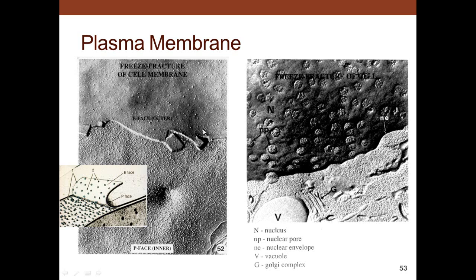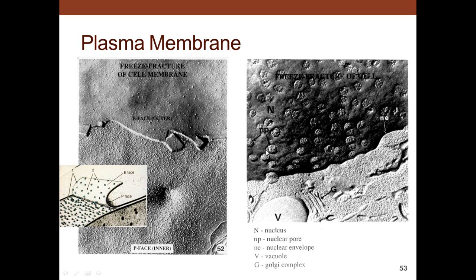Here's another. So this is a carbon replica. So you don't really have the real specimen there. You have the replica that we talked about earlier. And here's another carbon replica showing you nuclear pores. So this is the nucleus and the cytoplasm. You see the Golgi, vacuole, and some more of the organelles that are located in through there.